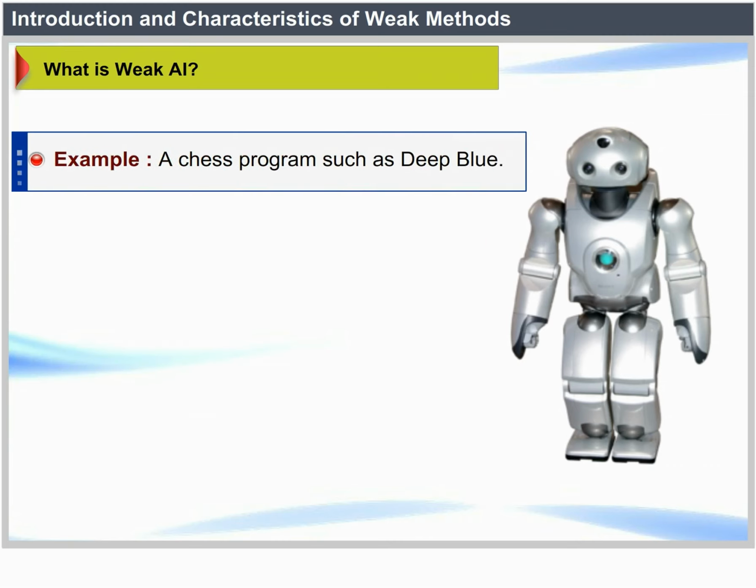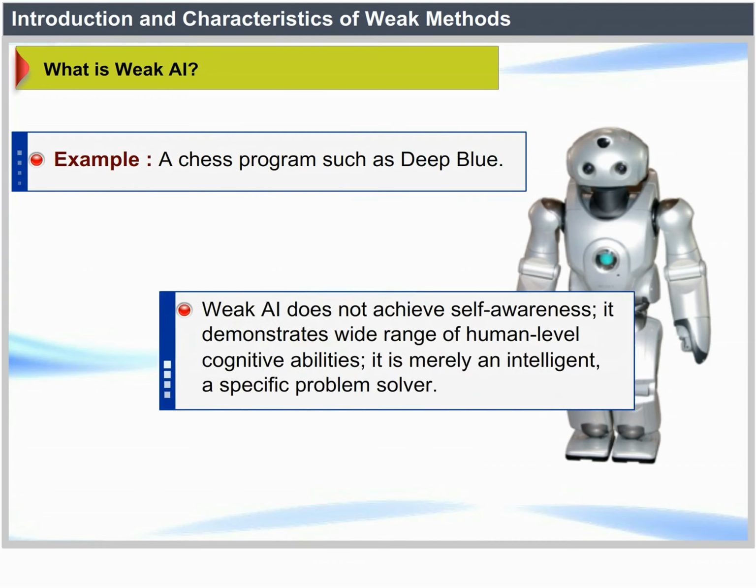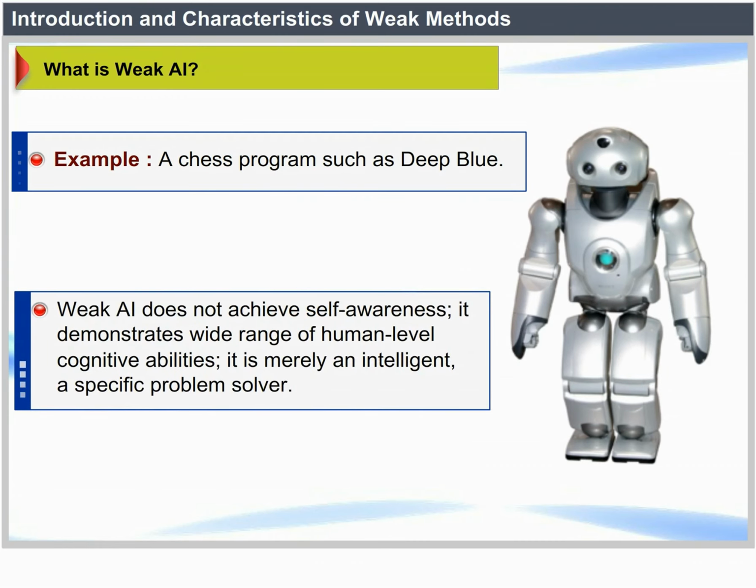Example: a chess program such as Deep Blue. Weak AI does not achieve self-awareness. It does not demonstrate the wide range of human-level cognitive abilities. It is merely an intelligent, specific problem solver.